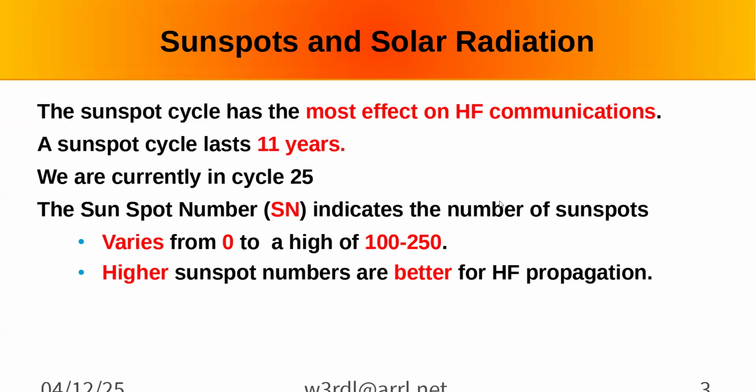Sunspot cycle is the thing that has the most effect on HF, and it's the 11-year cycle. We're about to peak. It's cycle 25 from when they started counting cycles. They use the thing called the sunspot number to indicate the number of sunspots, anywhere from 0 to up in the 200, 250 range. Usually the higher the number, the better the propagation, because it means you're getting more ionization on the ionosphere. But sometimes you can get too much of a good thing.